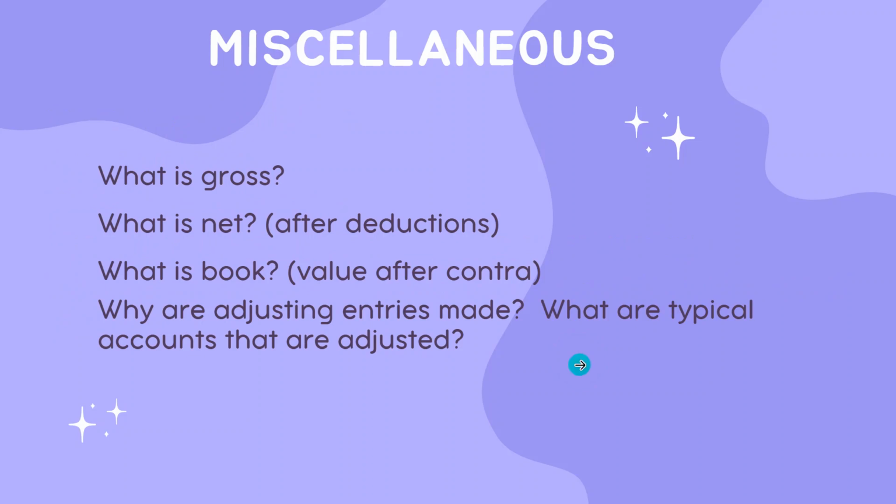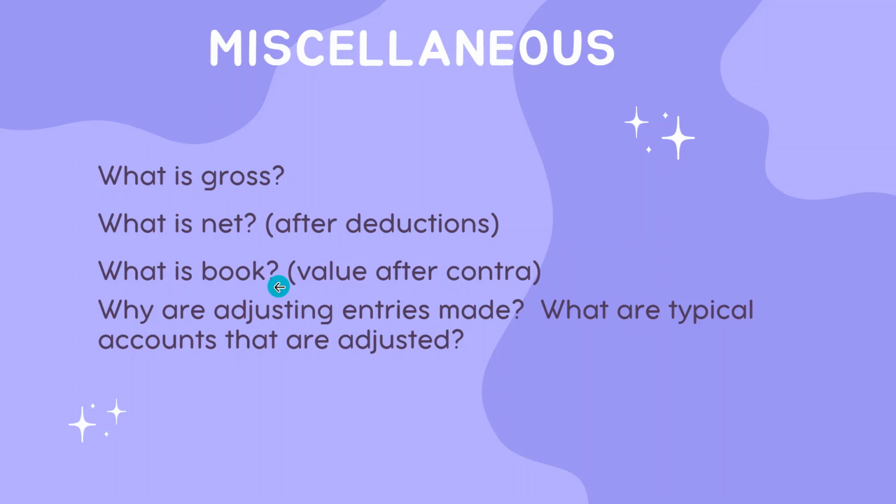What is meant by gross? Gross is the total before deductions. Net is the amount after deductions, like in your payroll. The gross earnings are the total earnings that your employees earn. Then you take the deductions out for medical, dental, 401k. What's left, what they actually get, is the net amount.